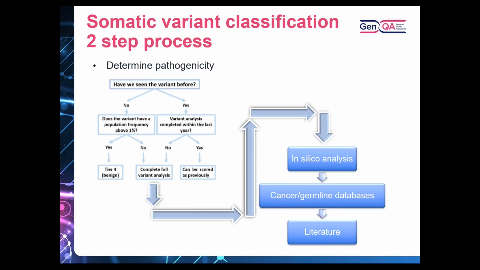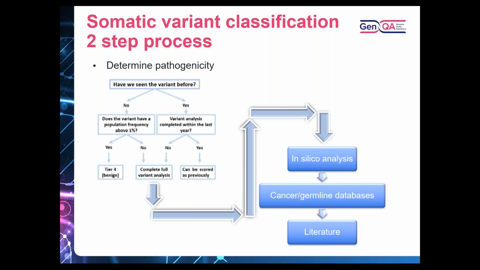The first step, when you find a variant, is you have to determine what its pathogenicity is. So this is just an example of how we approach this process within the lab that I work in. When we see a variant, the type of questions that we ask are: have we seen the variant before? If we have, was a variant analysis completed within the last year? If it isn't, does the variant have a population frequency above 1%? And then based on this, it follows those basic routes.